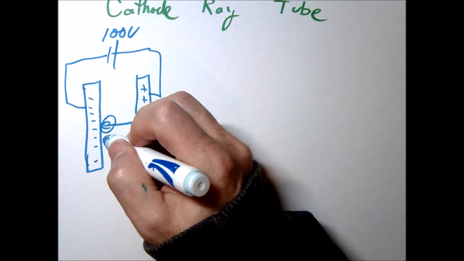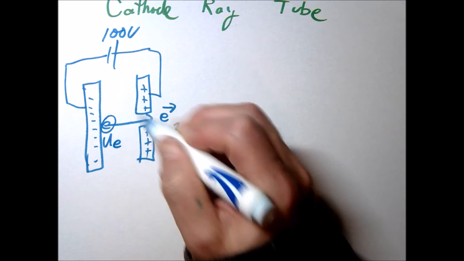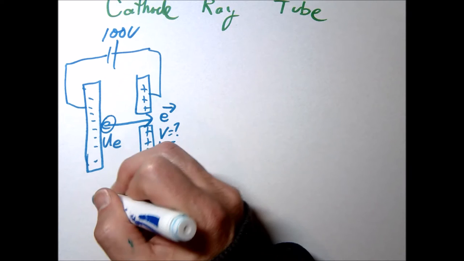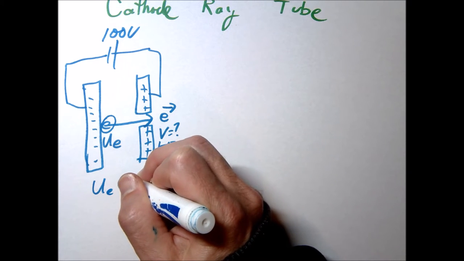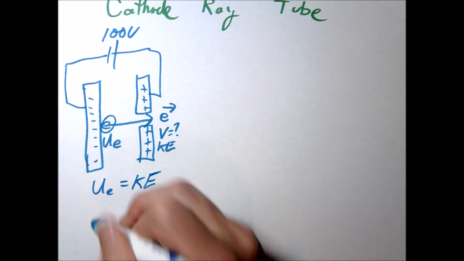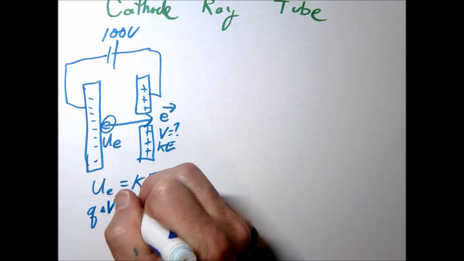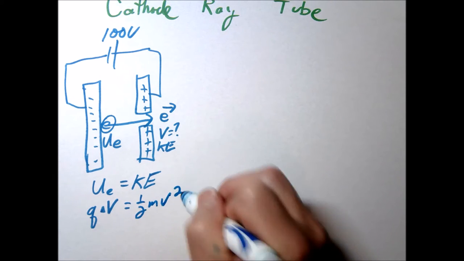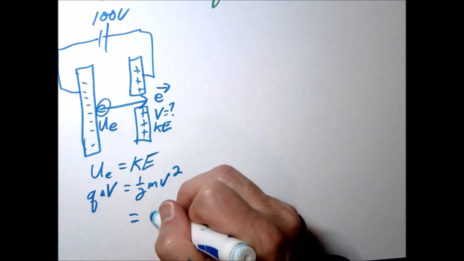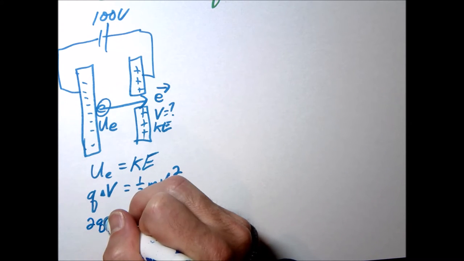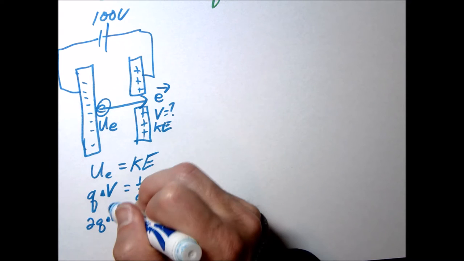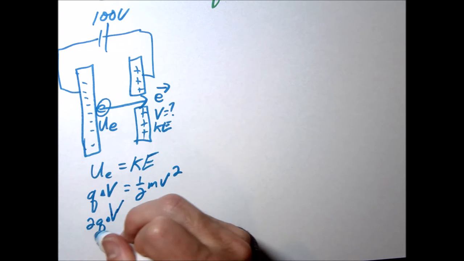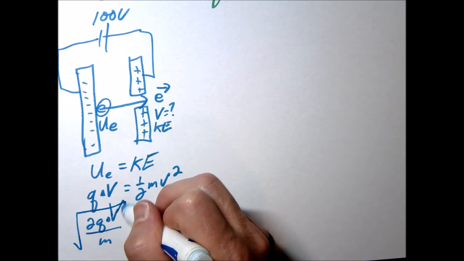Okay, so we have some potential energy right here, UE. That UE is going to turn into kinetic energy over here. The equation for UE is Q times the change in potential, equals 1/2 m V squared. So we're going to solve for V. That's going to be the square root of 2Q delta V over m. Make sure you know this is big V, electric potential, and this is little v for velocity.